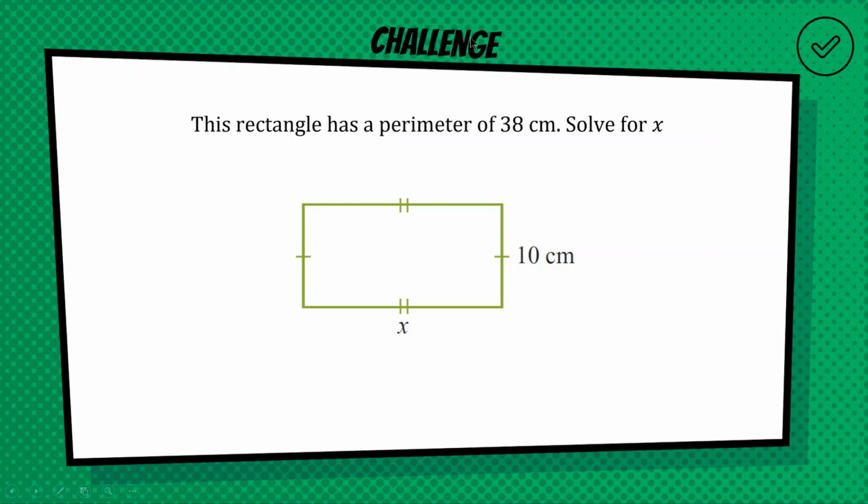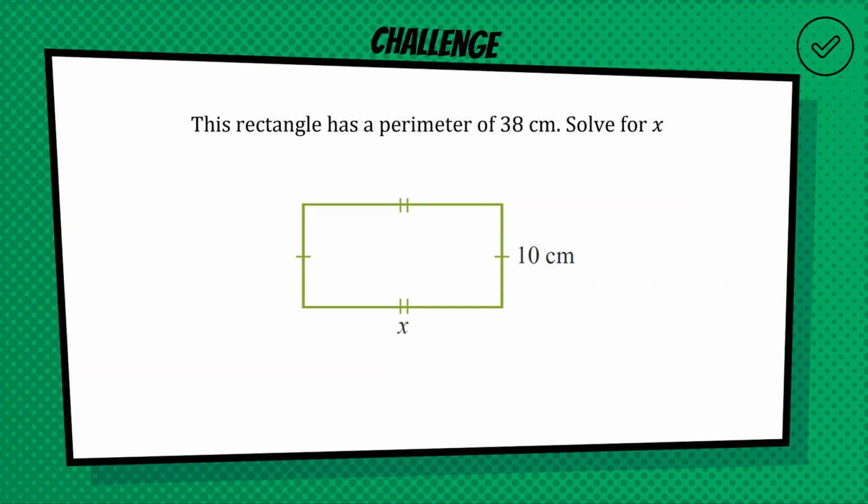All right, and for the last one today, this is a kind of reverse question. It says challenge, but it's not too challenging. We have this rectangle, I'm telling you, has a perimeter of 38 centimeters. Solve for x. So what is the value of x that when you do x plus 10 plus x plus 10, you get an answer of 38.